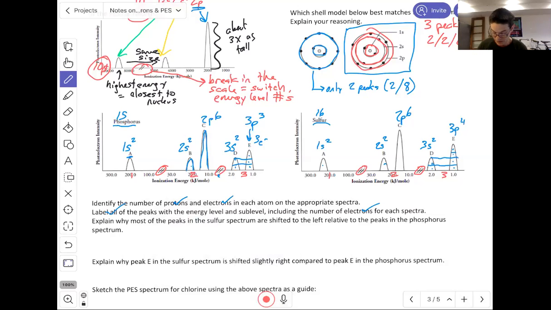Okay, so I'm gonna erase some stuff down here at the bottom to make it a little bit easier to see these numbers.